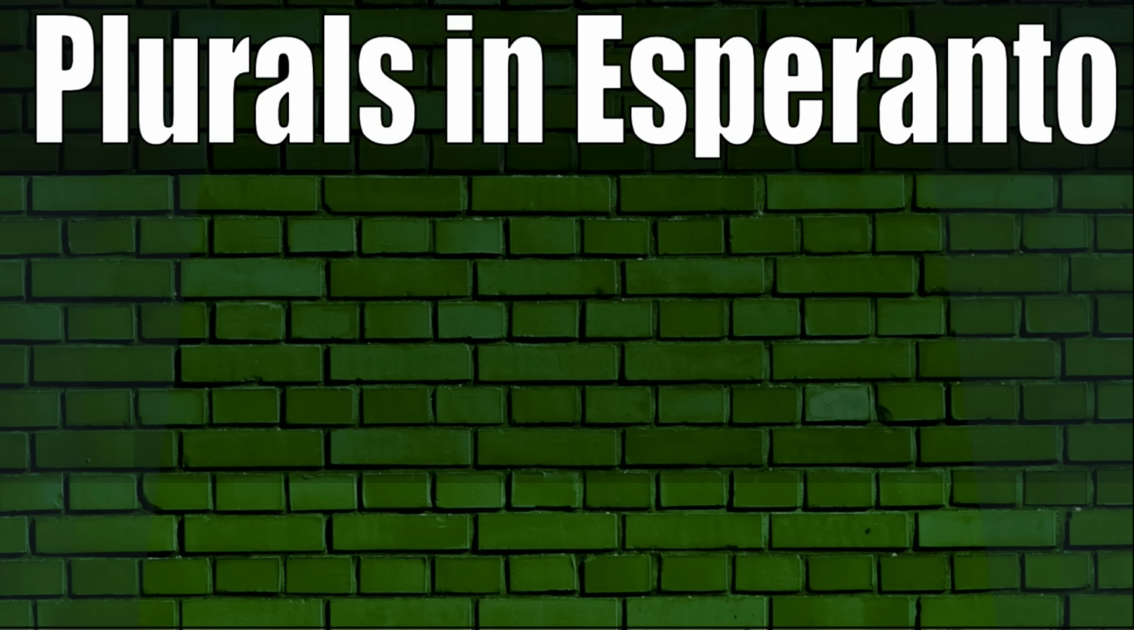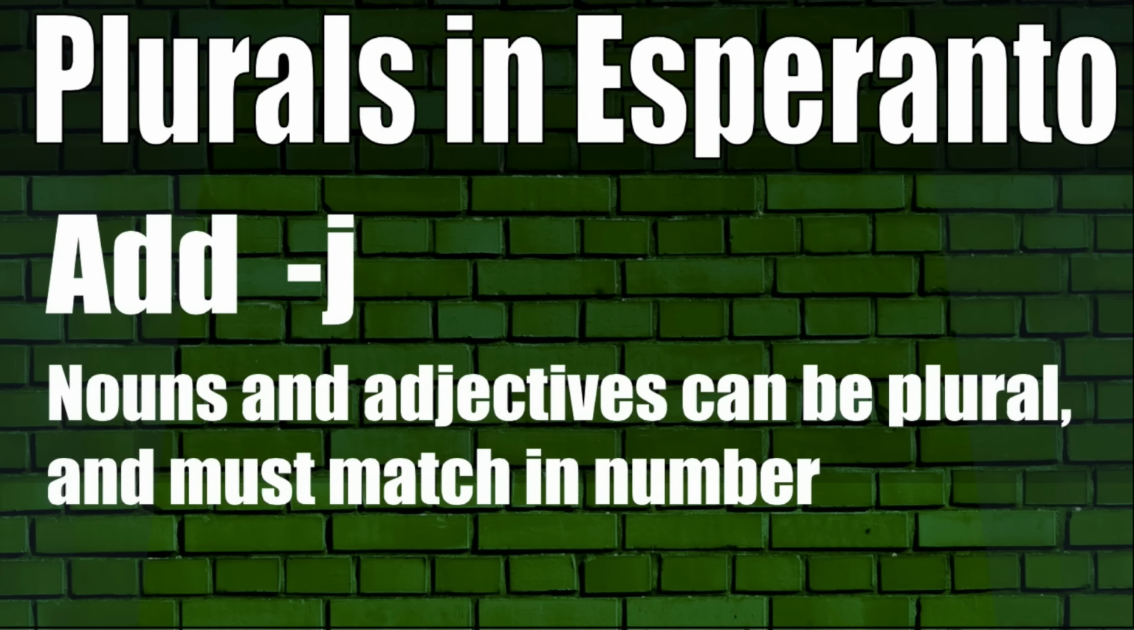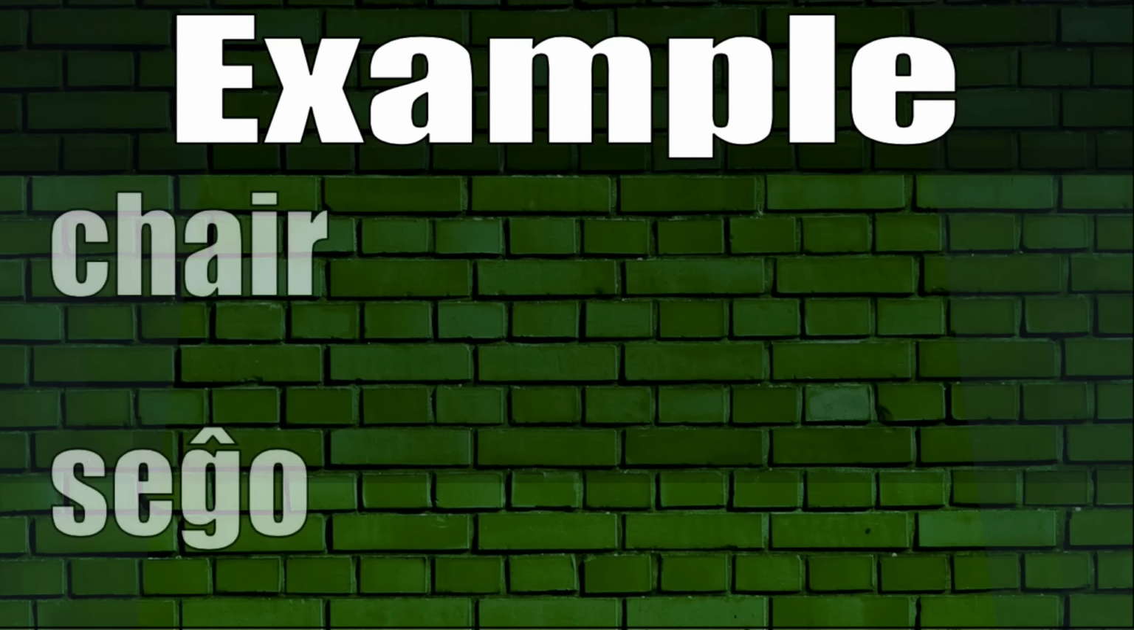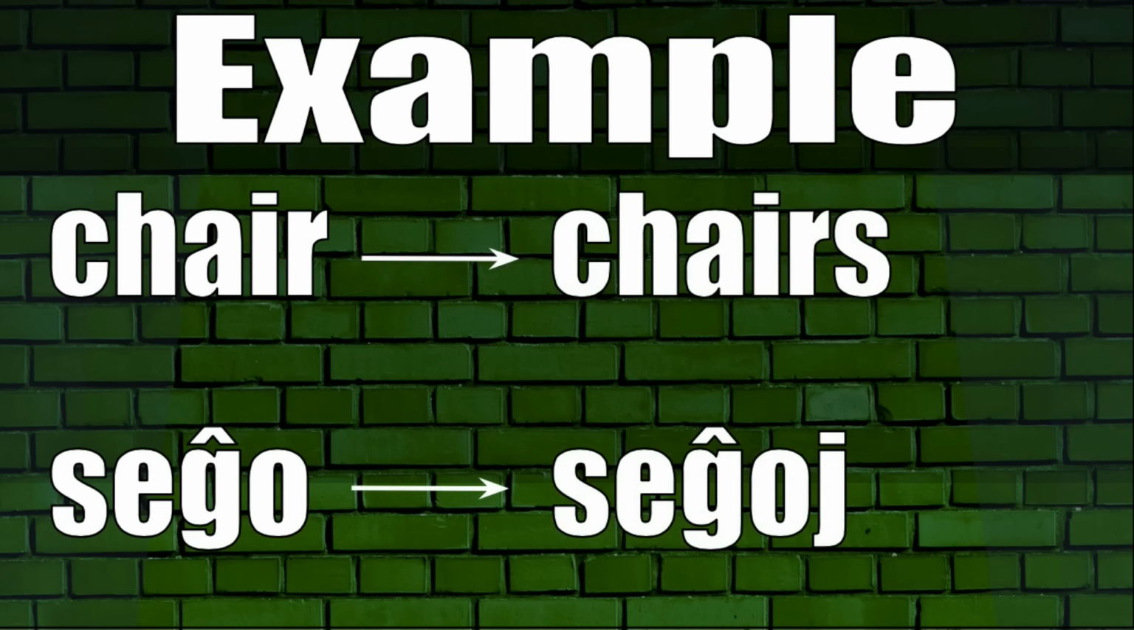To make something plural in Esperanto, you just add the letter j. And this can be done with nouns and adjectives. But if an adjective is describing a plural noun, it must also be plural. So the nouns and adjectives have to match in their number. Let's take the example chair. In Esperanto, this is seĝo. To make chairs, we just add the letter j, so we say seĝoj.